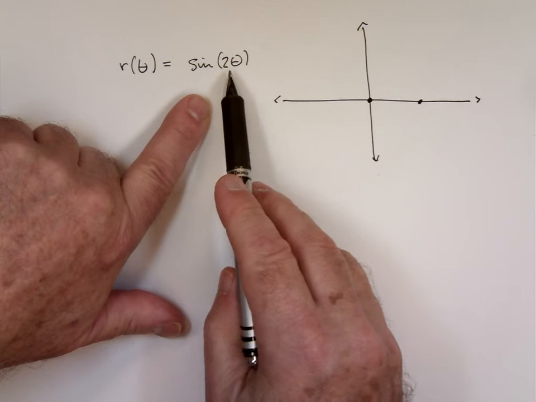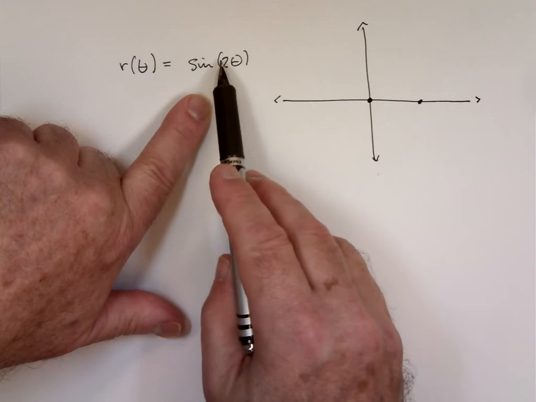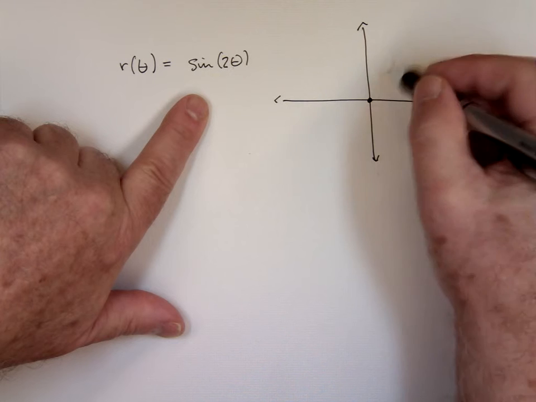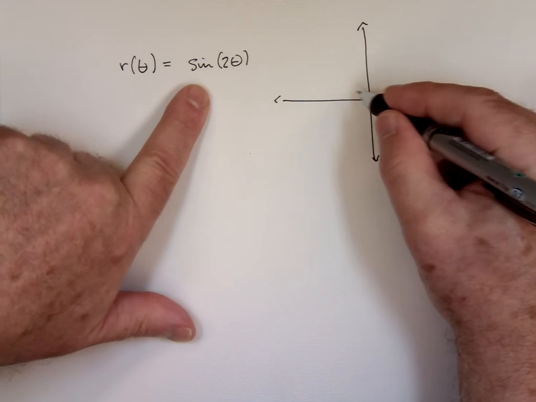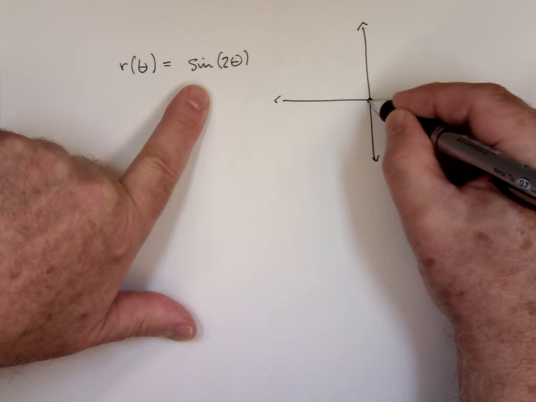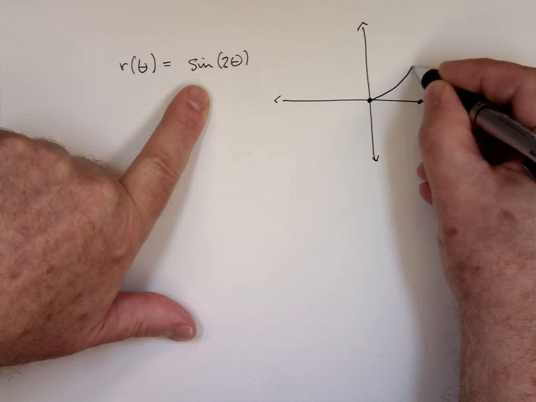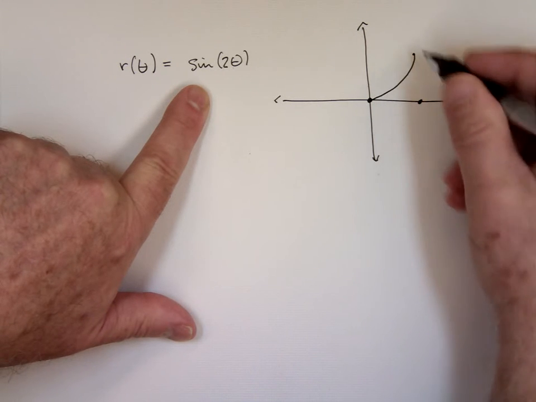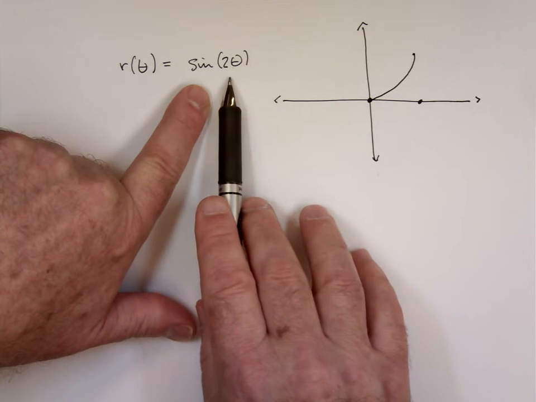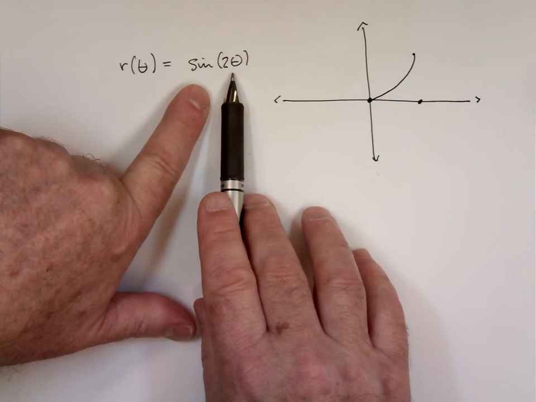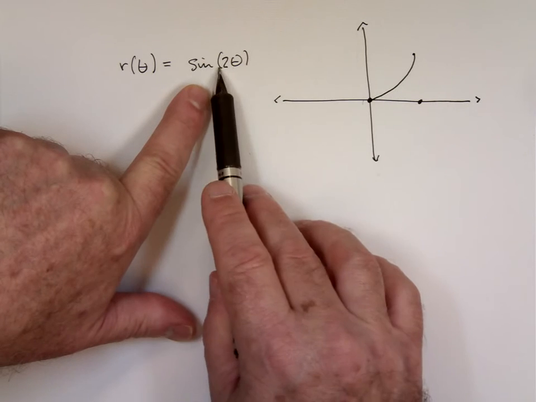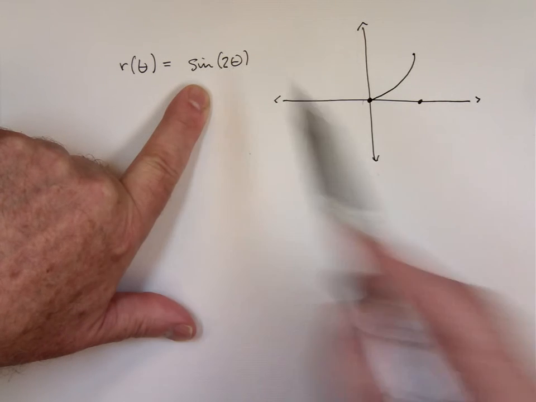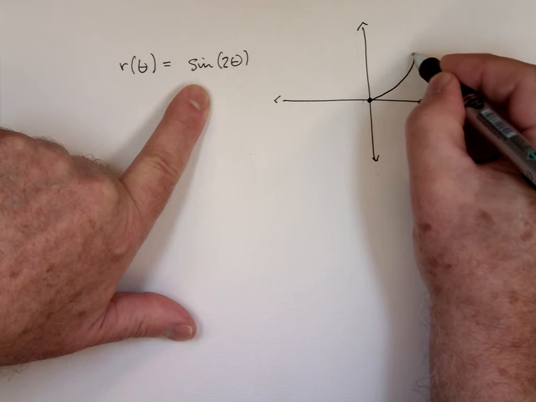At pi over 4, we have the sine of pi over 2, which is 1. So as theta increases, the sine of 2 theta will increase, and we'll get out to here somewhere. When we get up to pi over 2, this will be 2 times pi over 2. It will be the sine of pi. We're back to 0 again.